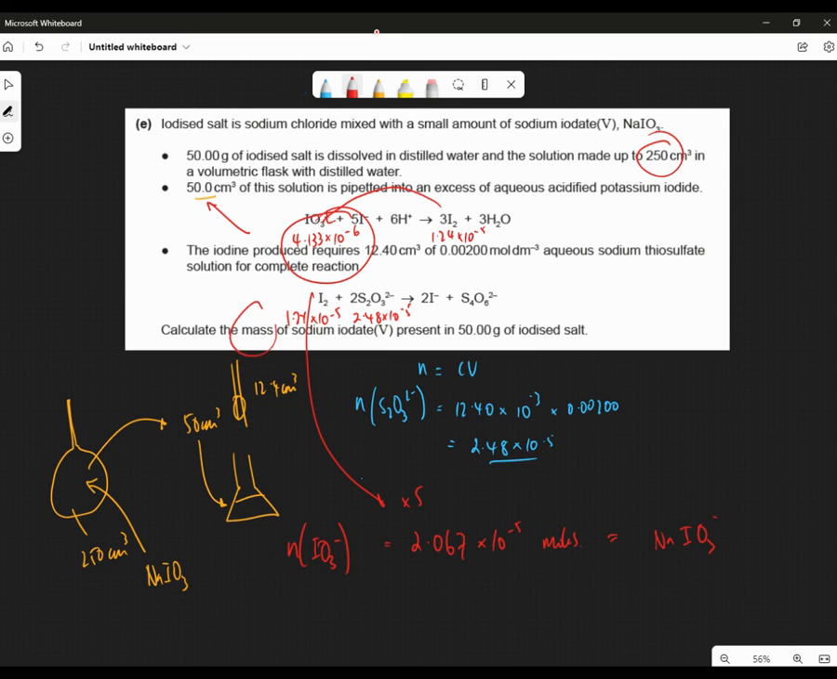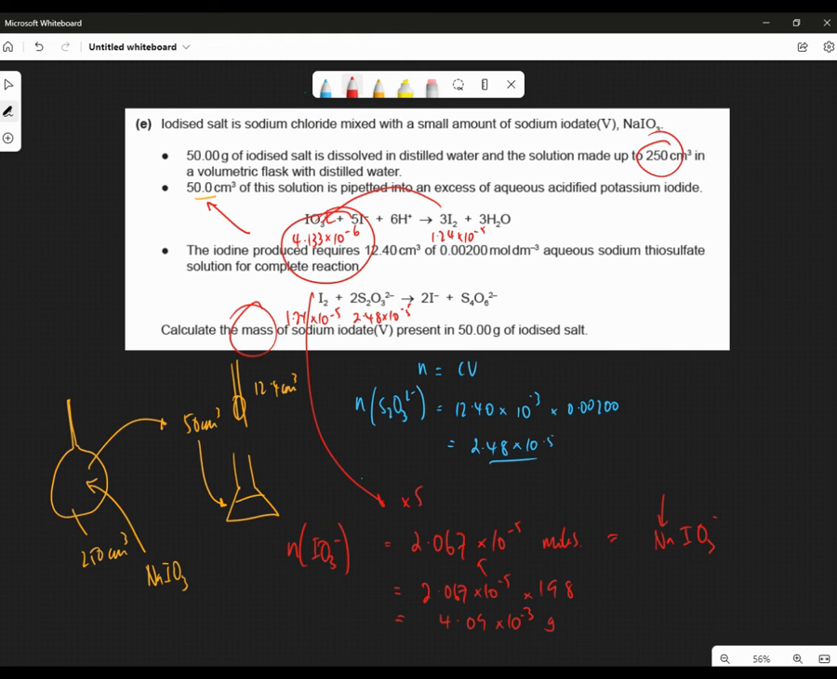Now it wants the mass, so I have to times this number by the relative molecular mass. Now the mass is, I'm guessing here, 23 plus 127 plus 48. I'm guessing it's 198. So that's the number of moles, times it by the relative molecular mass, including the sodium, don't forget. So we times that number: 2.067 times 10 to the minus 5 times 198, and I get 4.01 times 10 to the minus 3 grams.